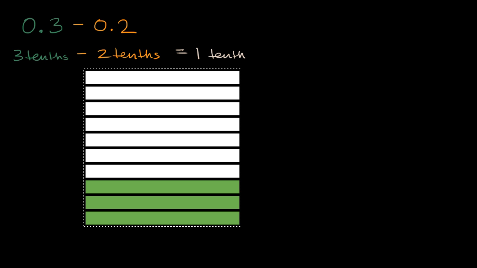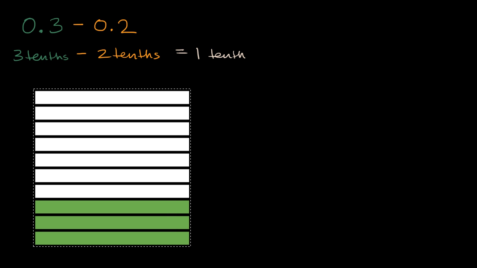And we can visualize this. Let me put a whole there. And this whole is divided into tenths, and we see that 3 of the tenths are already highlighted. So these 3 green bars you can visualize as 3/10. Now we want to take away 2/10. So we're going to take away 1/10, and then we take away 2/10. And so what are we left with? Well, we're going to be left with this 1/10 right over here. That's the only tenth that is left of these 3/10.